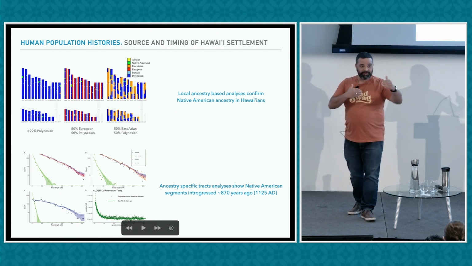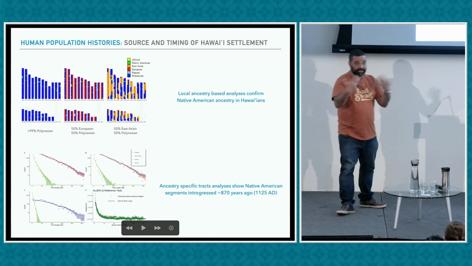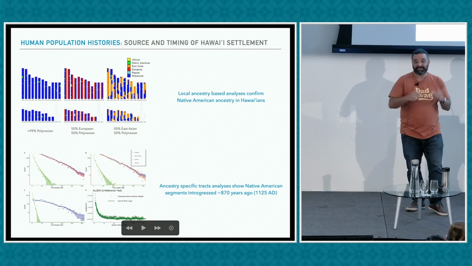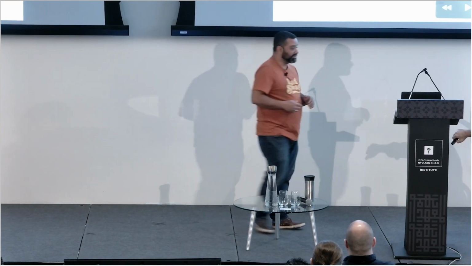Right, so what we can now do, because that is the case, is that recombination can break down all these different track lengths and make them shorter over time. So we can now model these track lengths.